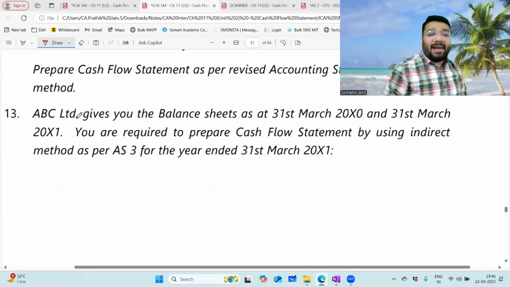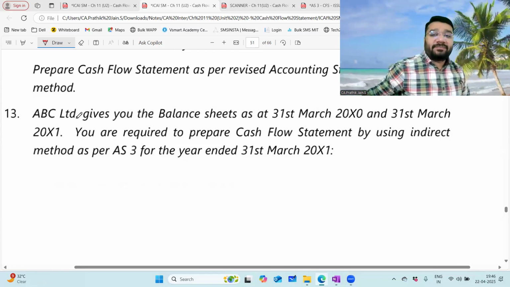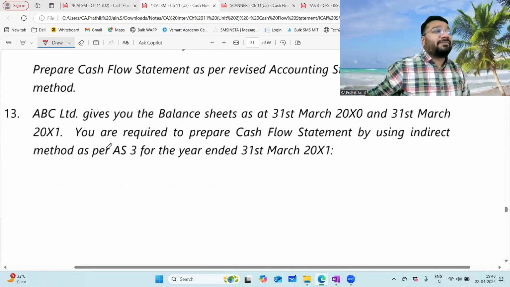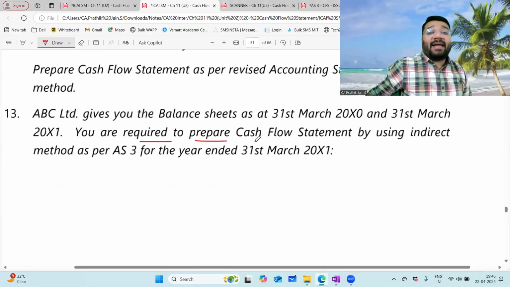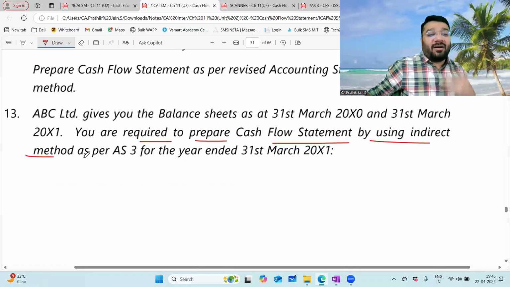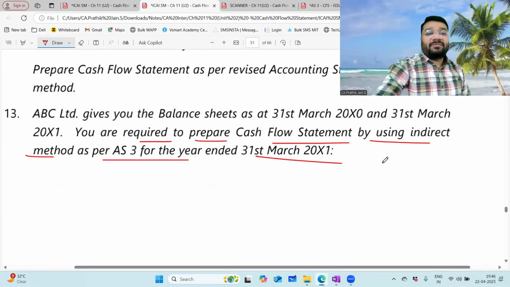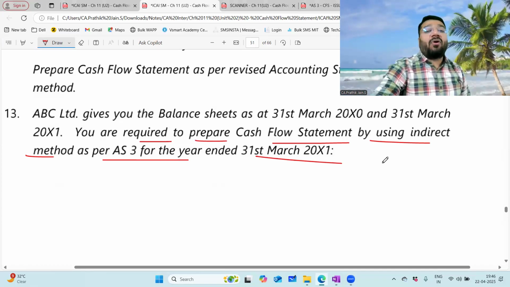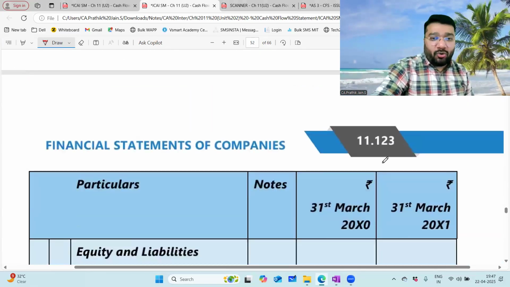ABC Limited gives you the balance sheet as at 31st March 2000 and 31st March 2001. You are required to prepare cash flow statement by using indirect method as per AS 3 for the year 31st March 2001. Okay.